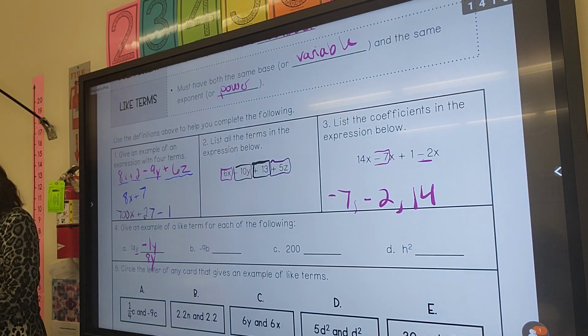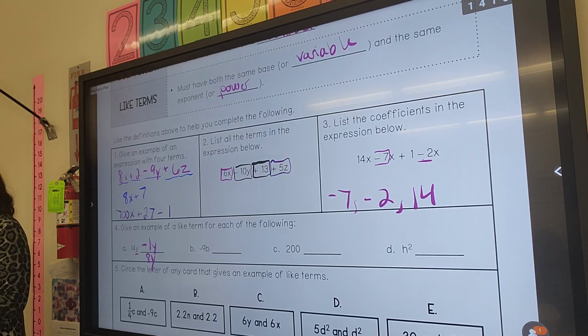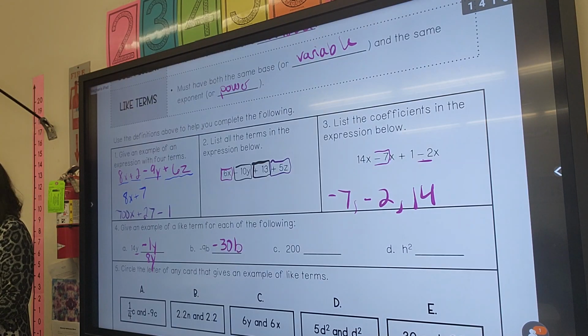Now for letter B, we have negative 9b. What's a like term for that? Something that includes the variable b. Chris? Negative 30b. I'm going to ask someone I haven't heard from yet. Elijah, what's a like term for b?